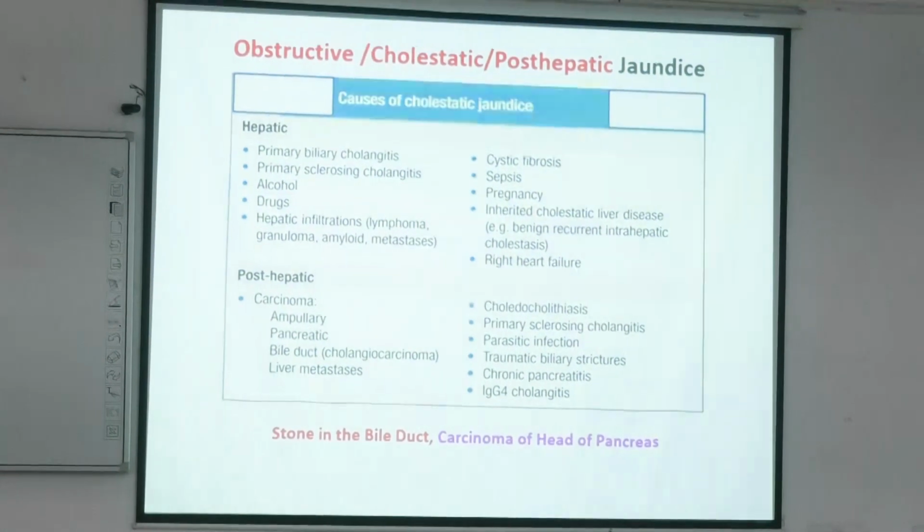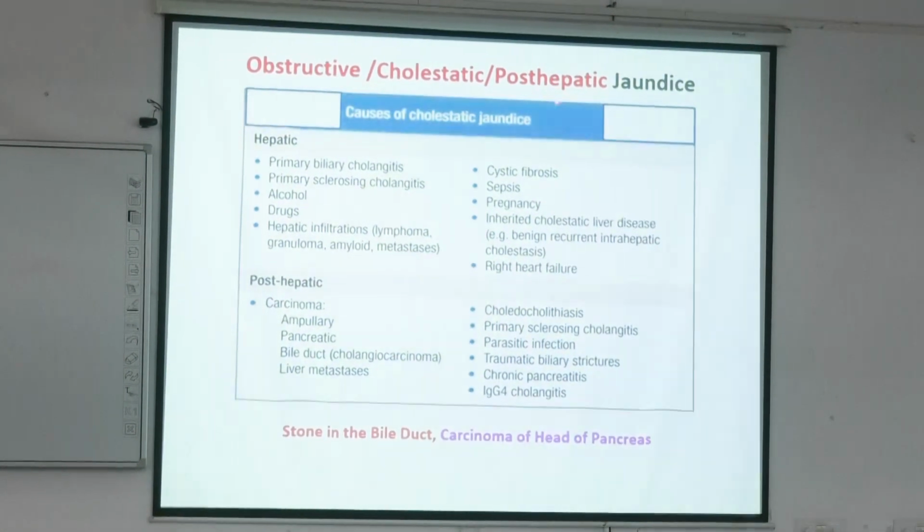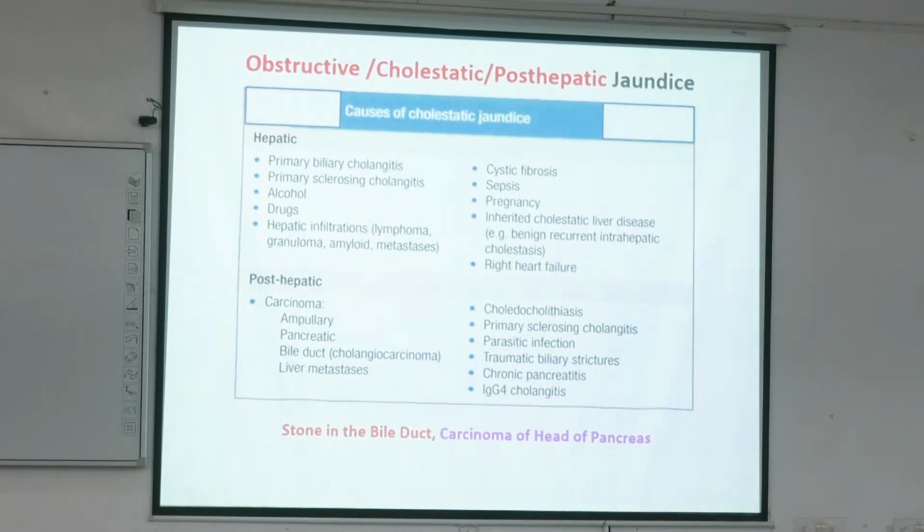Obstructive jaundice is another term, also called cholestatic jaundice or post-hepatic, because it is occurring after the liver. So the liver has conjugated its part. Now there is a failure in excretion. So that is called post-hepatic. Why called cholestasis? Because there is a stasis of the bile. Chole means bile, so there is stasis. So that will cause obstructive jaundice.